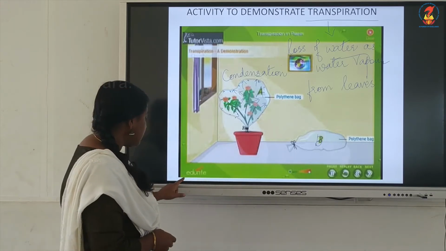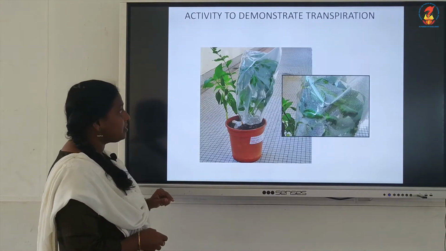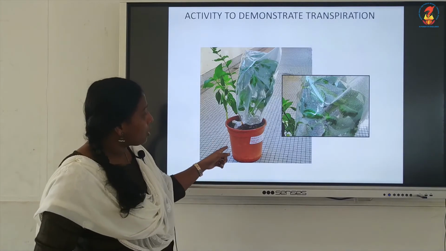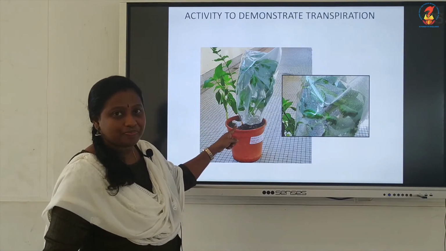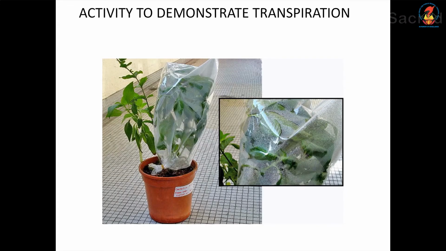We will see another diagram of the same activity. Just see, a potted plant is kept here and it is covered by a polythene cover. The same experimental setup is shown to you once more. You keep it under sunlight for some time, and after some time just observe this diagram. You can see water droplets all over inside that polythene bag.